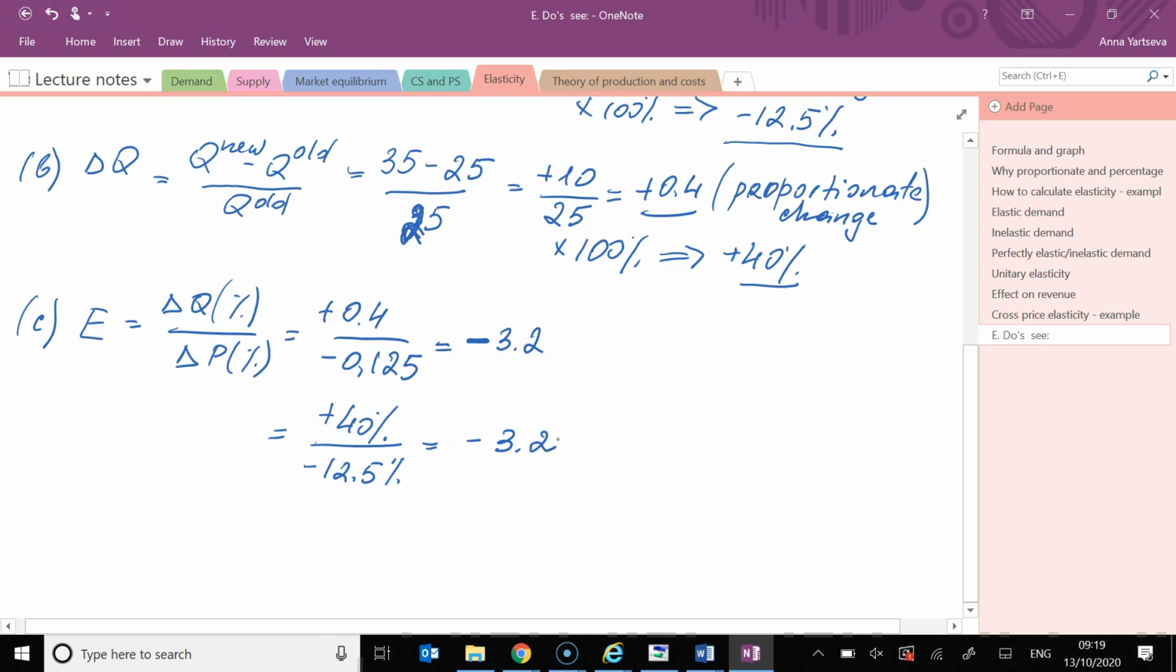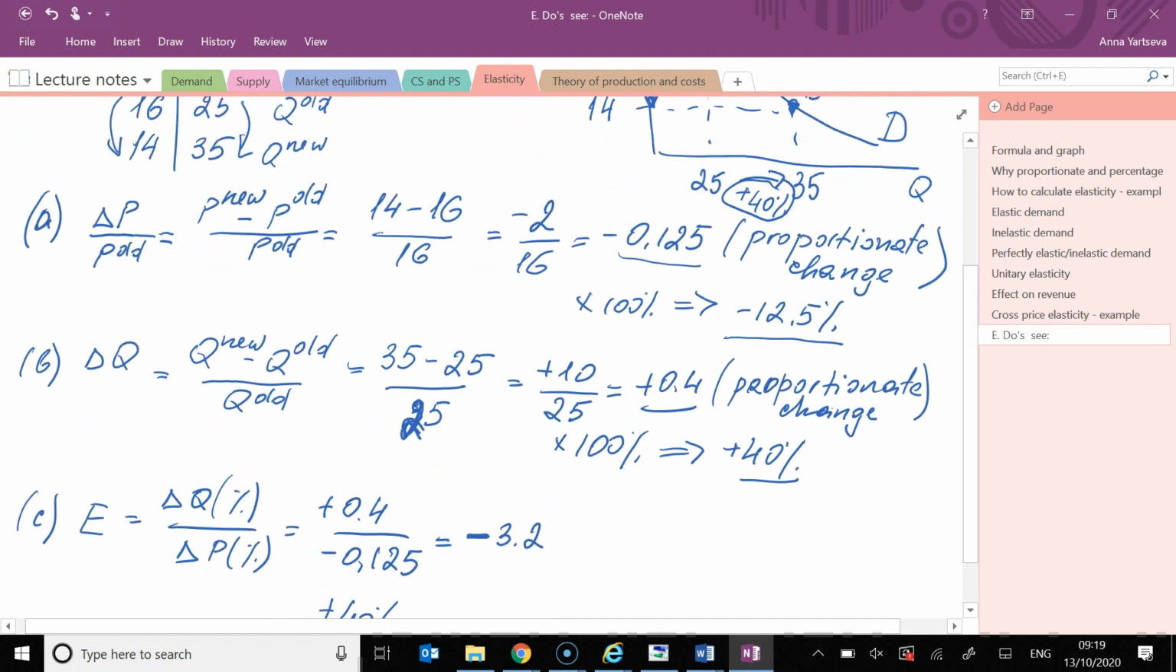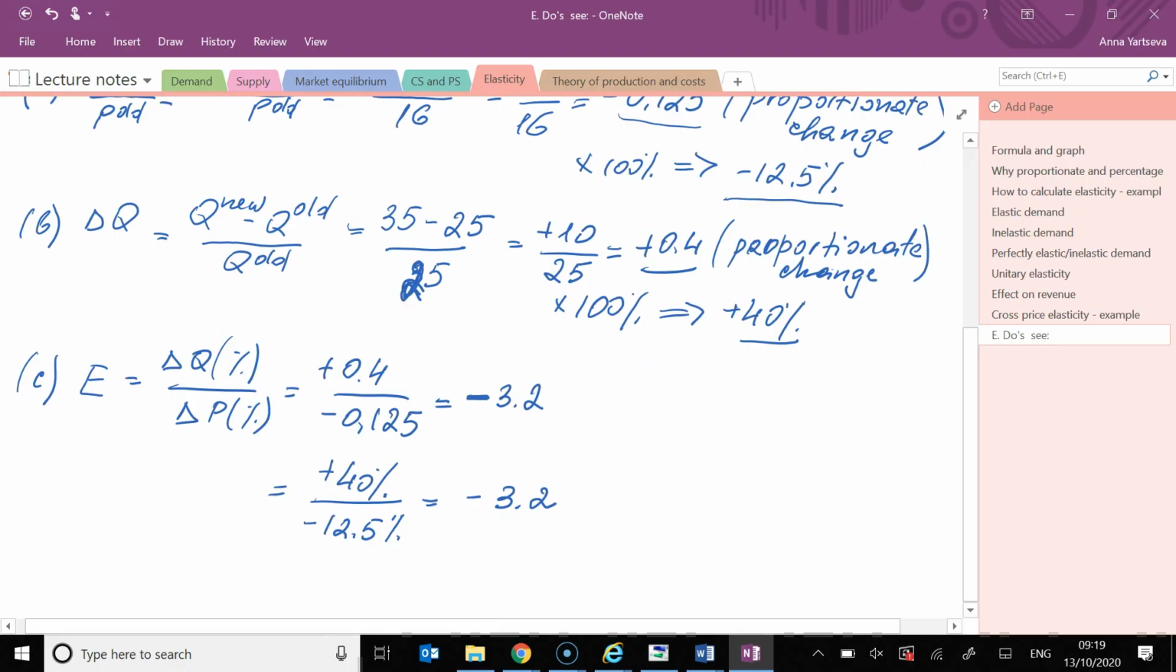So in any case, regardless of what you are using, proportionate or percentage changes, you will get the same result. It's just sometimes easier to use one version or another, but the result will be the same. Depending on what data you've got, sometimes it can be easy to calculate percentages, sometimes you can have proportionate changes. Right? And how can we interpret this?